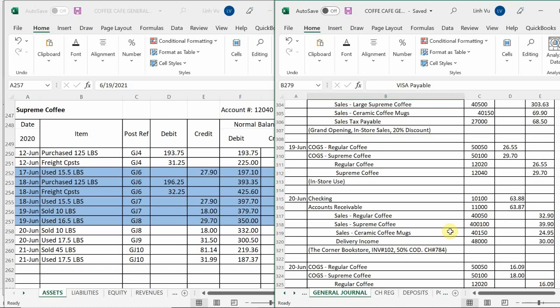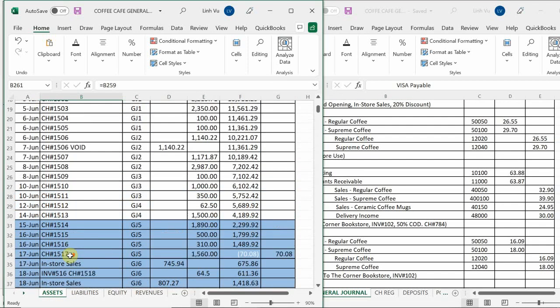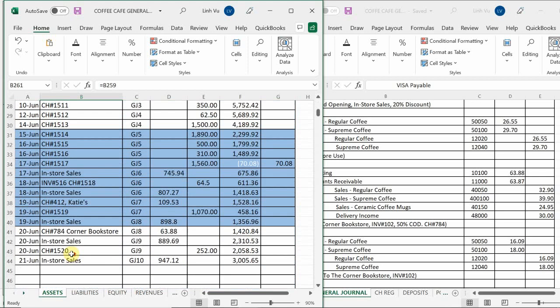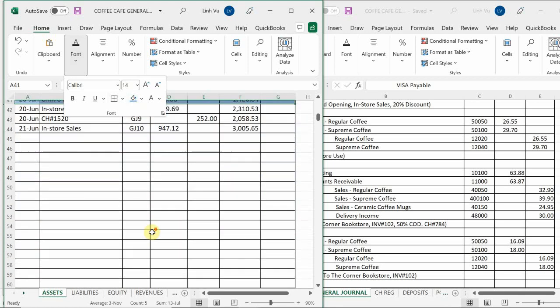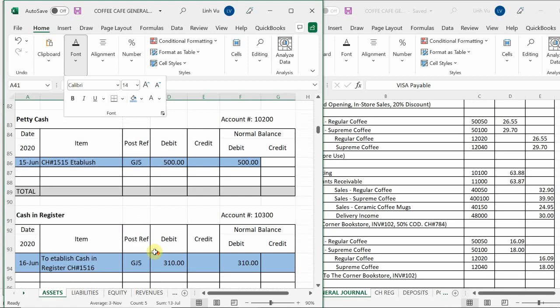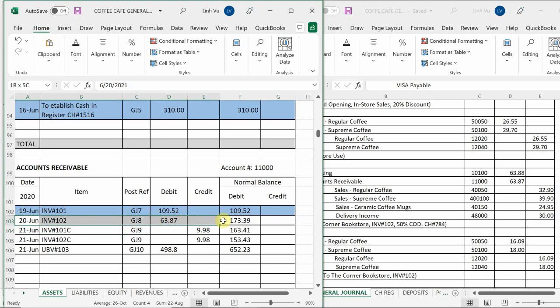Then we had a sales to our customer here for the bookstore, okay, which affected our checking and our accounts receivable and then our sales. So checking. Right, did we receive a payment? Yes, we did. From Corner Bookstore for $63. And which also affected our accounts receivable for the same $63.